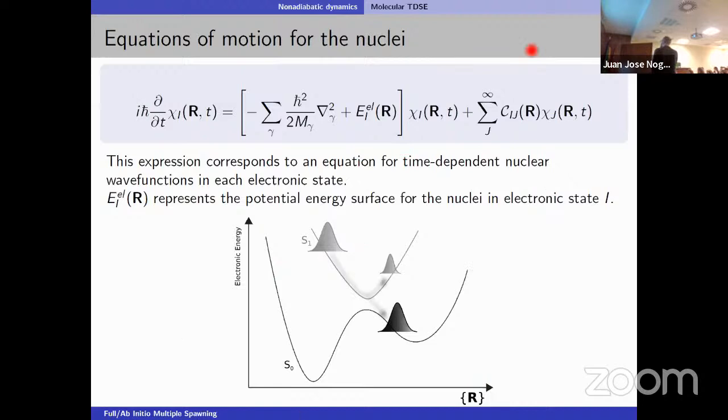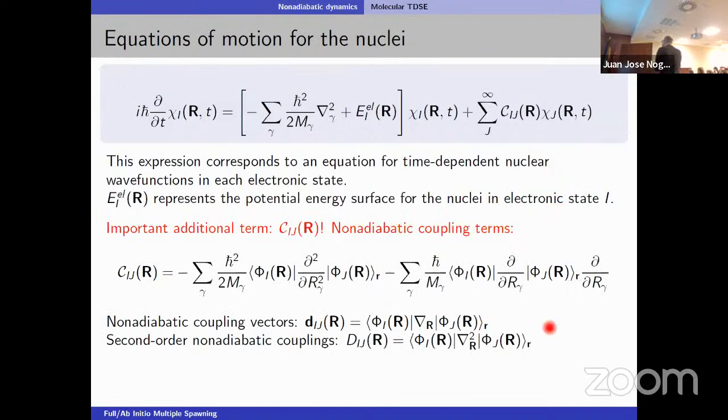Now, these coefficients that you have here are quite nasty. At least they look quite nasty. Let me show you how they look. But basically, if you just focus a second, on this part here, you may remember what I mentioned before as being the non-adiabatic coupling vectors. So these are terms that couple electronic wave function J to electronic wave function I via a nuclear displacement.